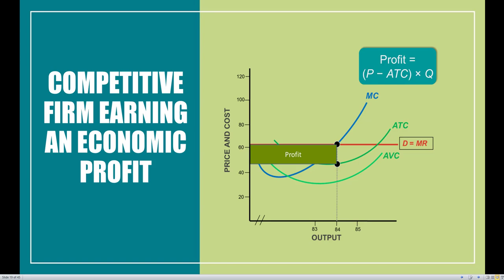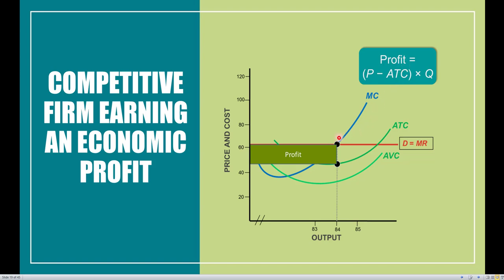In this example, we notice that the firm is earning profits. And why is that going to be the case? So doing this graphical analysis that we had before, we noticed that the profit maximizing price is going to be $60 and the profit maximizing quantity is going to be 84 units. And we have a new equation right here for profits. It's price minus ATC times quantity. So essentially total revenue minus total cost in this instance.